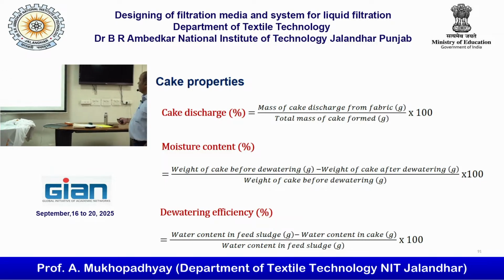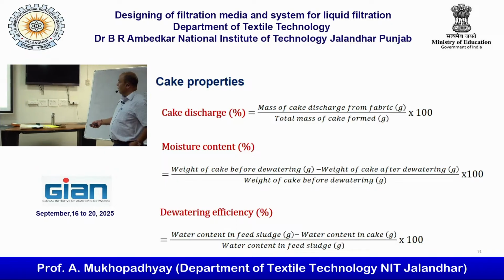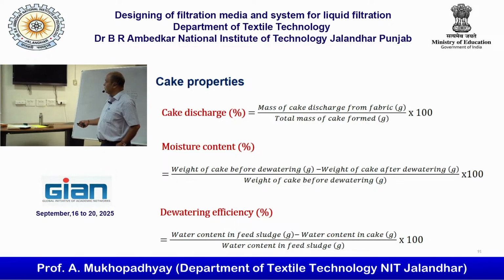Cake discharge, mass of cake discharge, total mass of the cake formed. This is the cake property. This can be done in lab-scale research. Moisture content, dewatering efficiency: if anyone is doing lab-based research, they can find these out in a small setup. Then blinding tendency: weight of the fabric after filtration. This is temporary blinding, compared with the initial weight of the fabric.